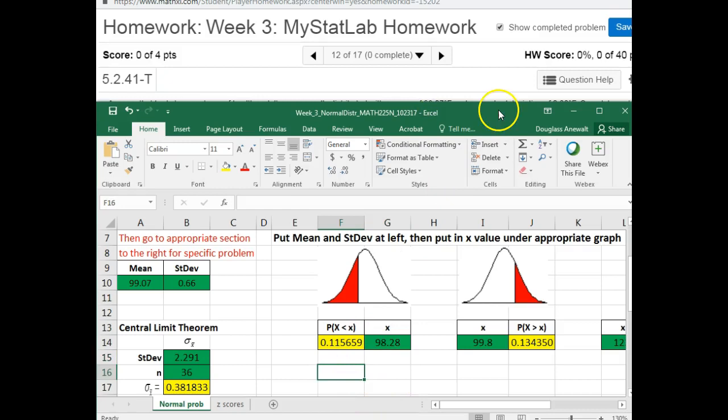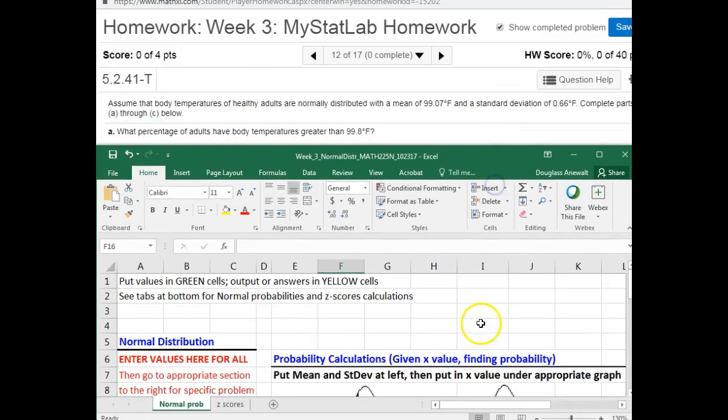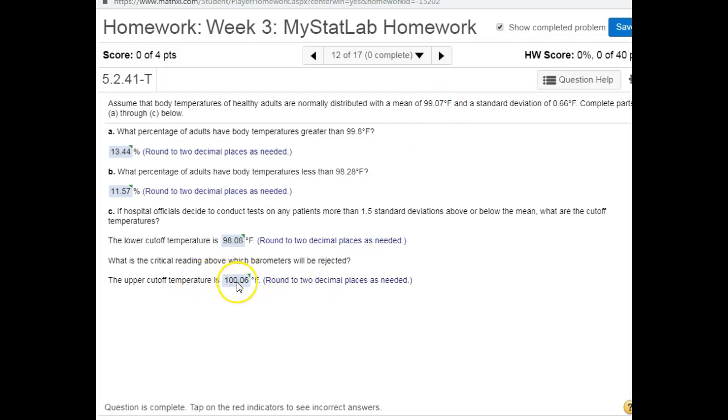But here, let me just get an empty cell. We want 1.5 of the standard deviation, either above or below. So if the mean is 99.07 and you were 1.5 times the standard deviation, so an entire 0.66 above the mean plus another half, you would be at a temperature of 100.06. And so that's the upper cutoff.